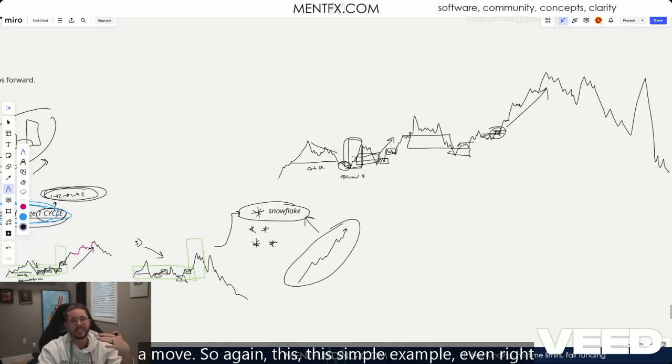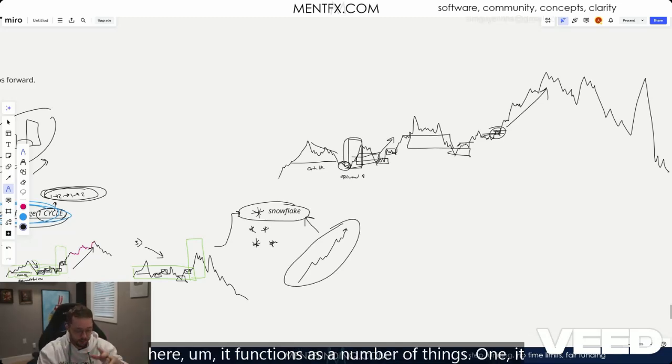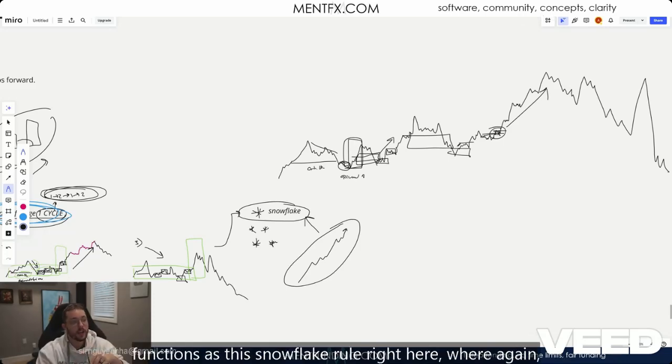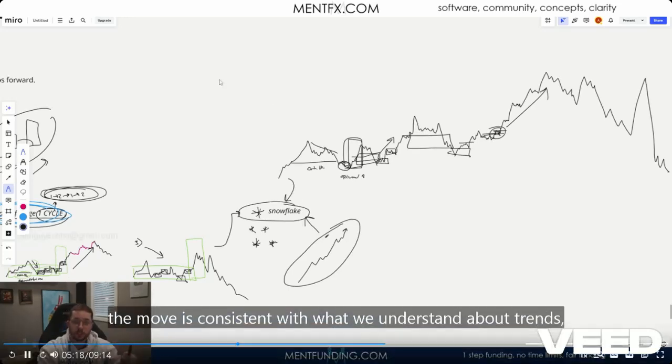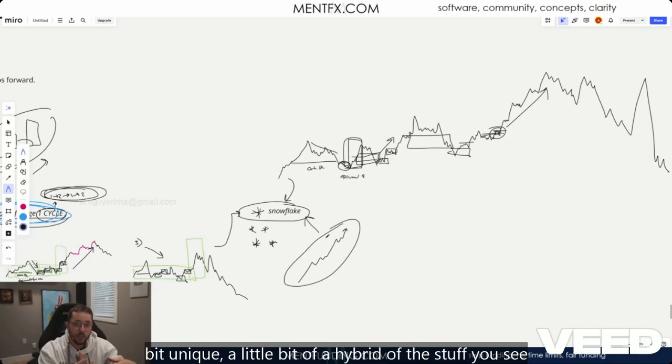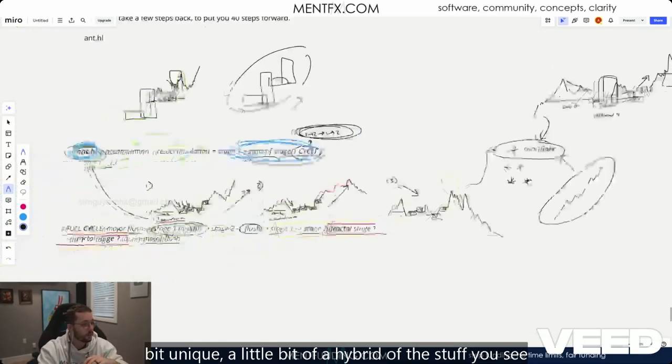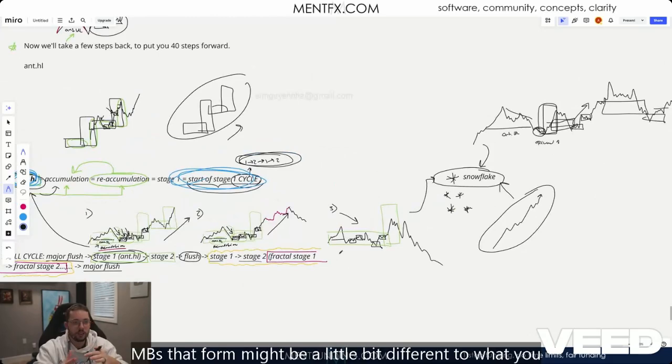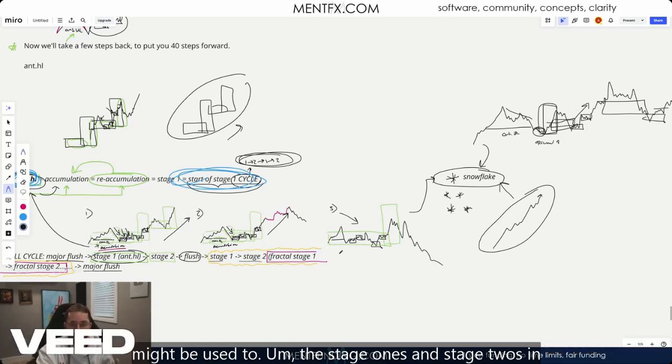So again, this simple example, even right here, functions as a number of things. One, it functions as this snowflake rule right here, where the move is consistent with what we understand about trends, but the way in which it will deliver might be a little bit unique, a bit of a hybrid of the stuff you see here. The MBs that form might be a little different to what you're used to. The stage ones and stage twos might be forming a little differently. The way the indicator looks on your charts might look a little different. This is normal because it's the snowflake rule.